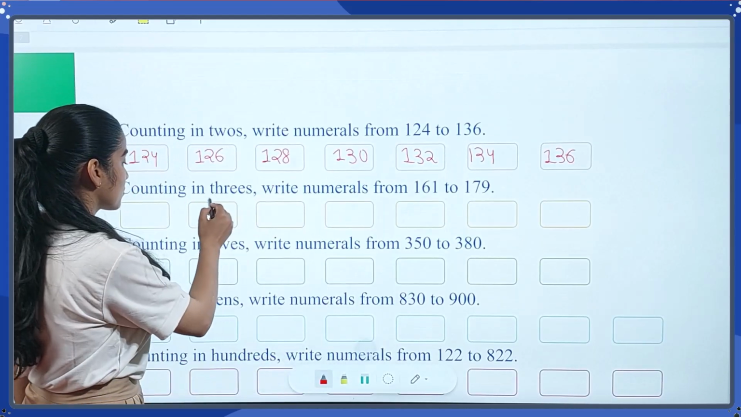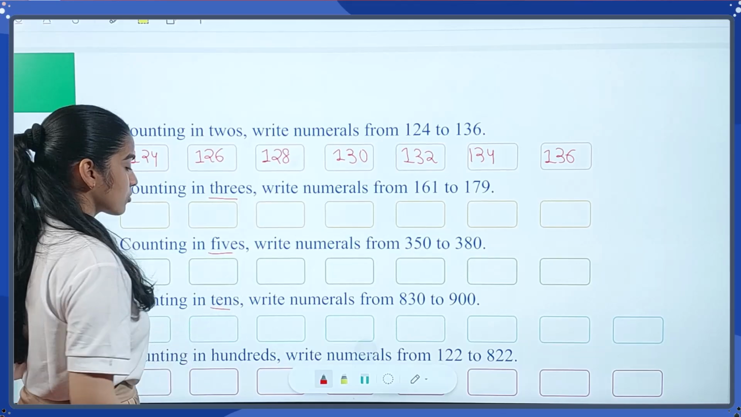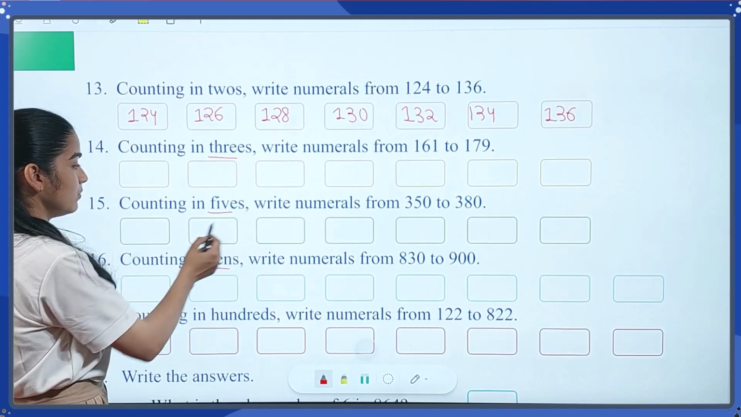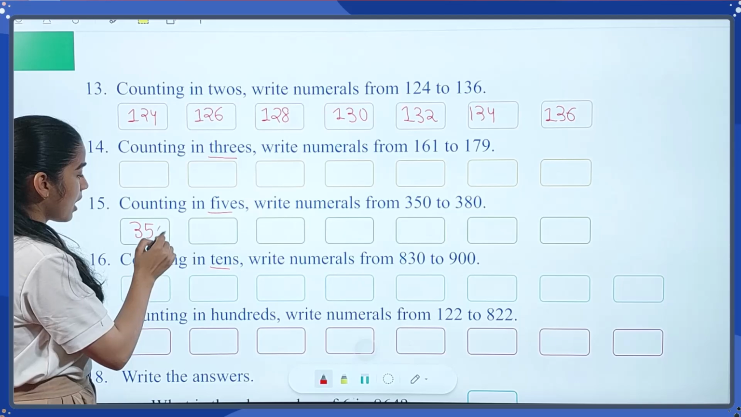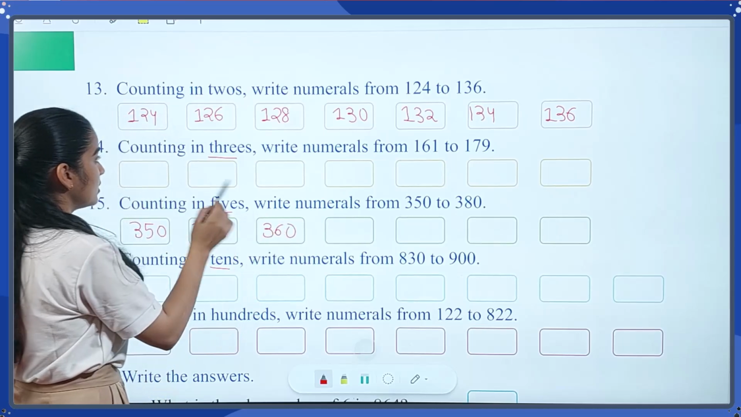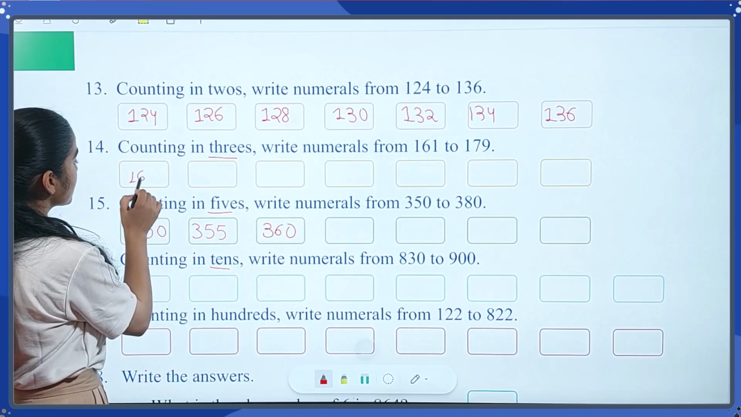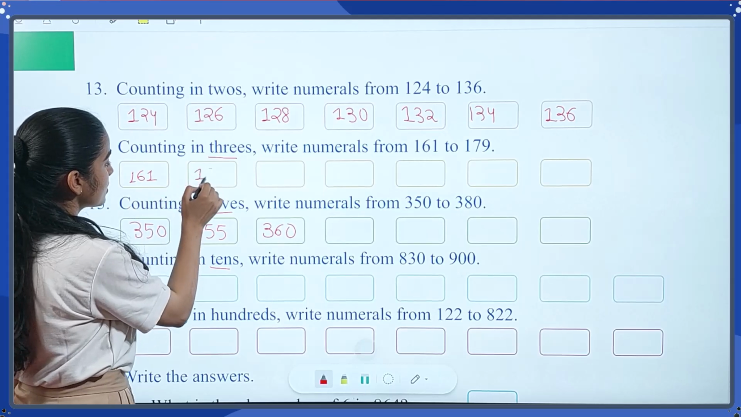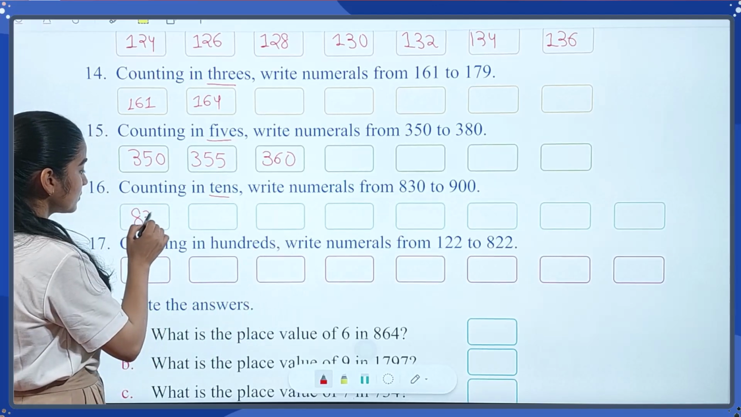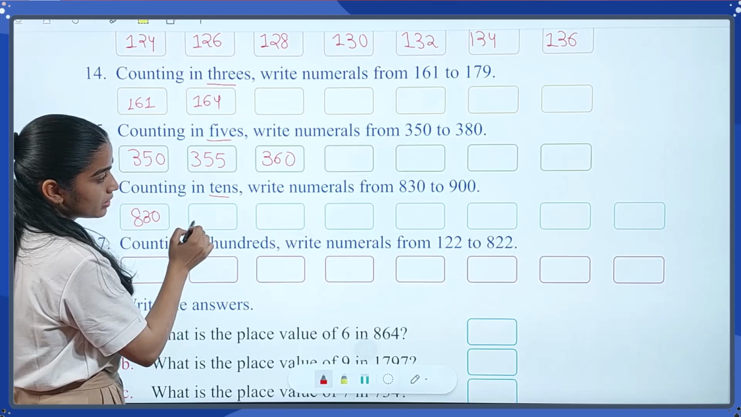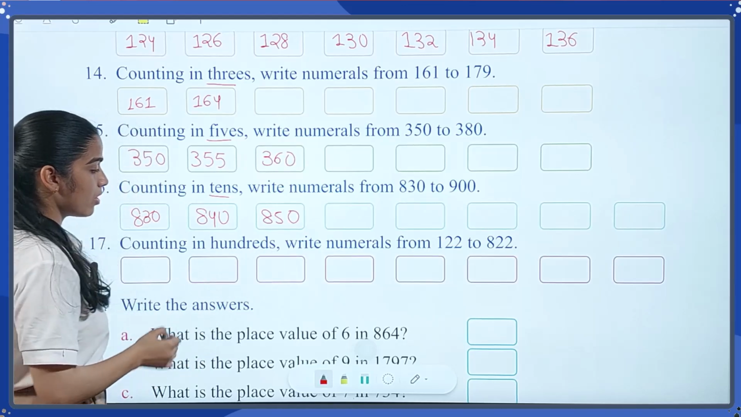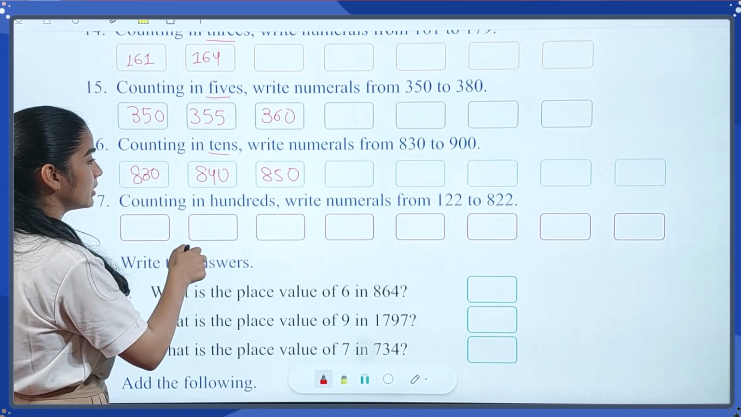Now you have to skip 3s, then 5s, then 10s. So the same process you have to repeat for the rest of the questions you have. For example, in this you have to skip 5 numbers, so it means 350. After that you have 355, after 355, 360. In threes, we have 161. After 161 we have 164. So we have to continue in this way. 830, then in tens, 840, 850. Now we have to skip for hundreds, 122 to 822.